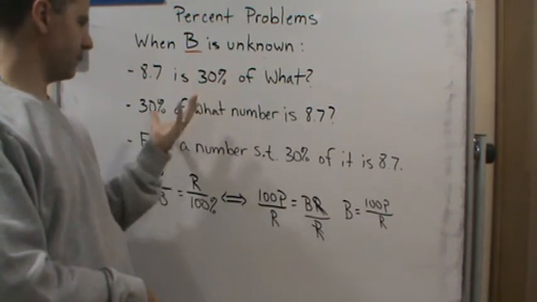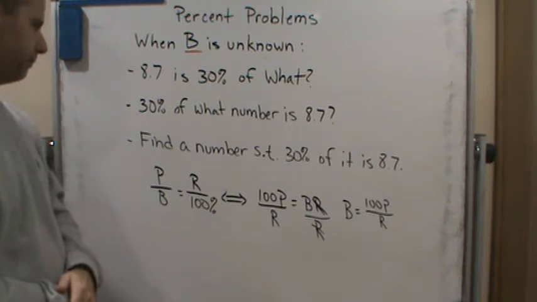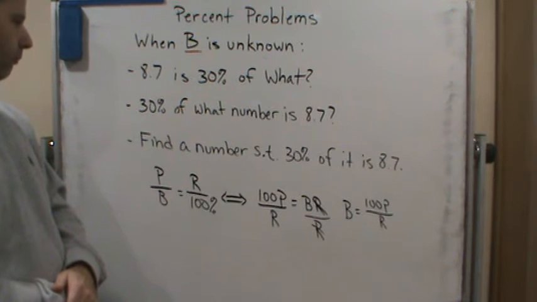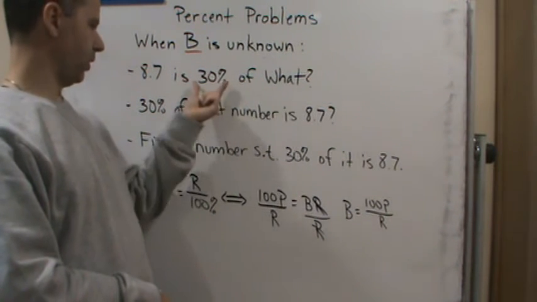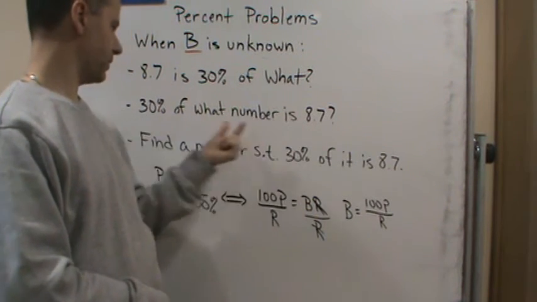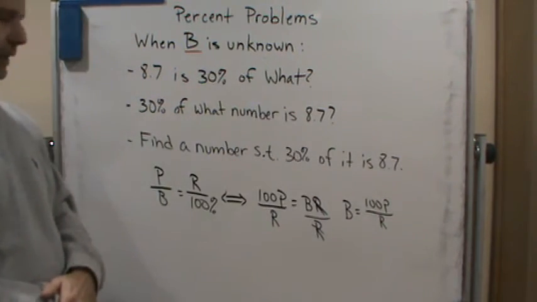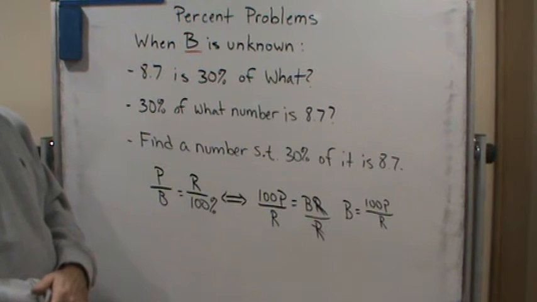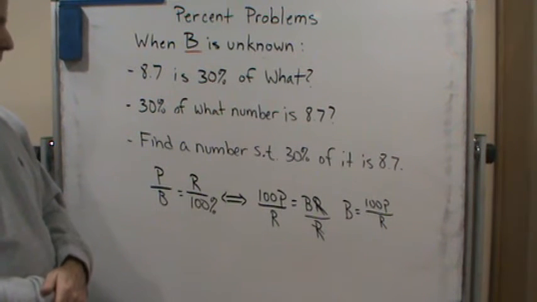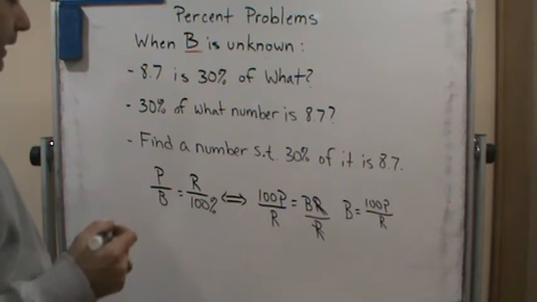We're just phrasing this differently. 30% of what number is 8.7? All we did was rephrase the words, put the words around. 8.7 is 30% of what number? Find a number such that 30% of it is 8.7. These are different ways of phrasing the same type of problem, where the base is unknown.